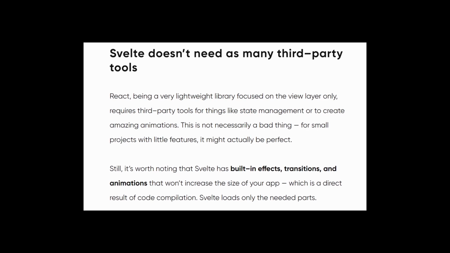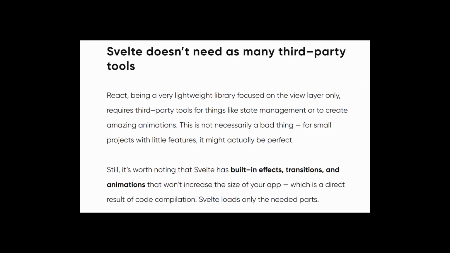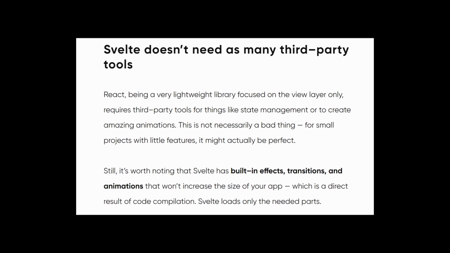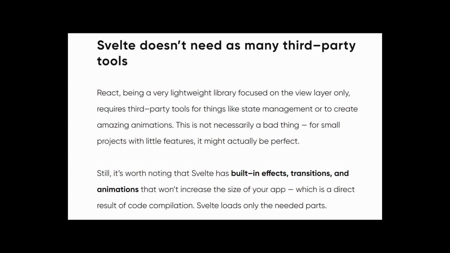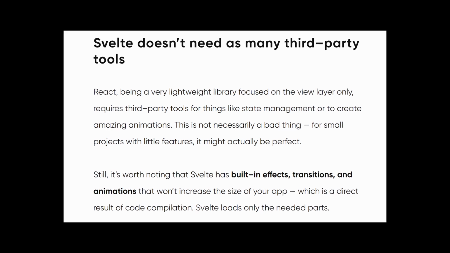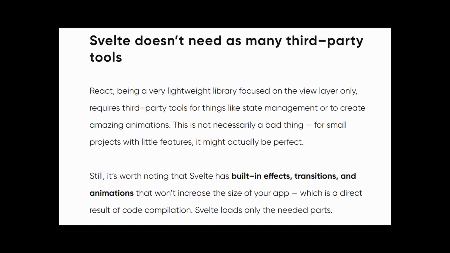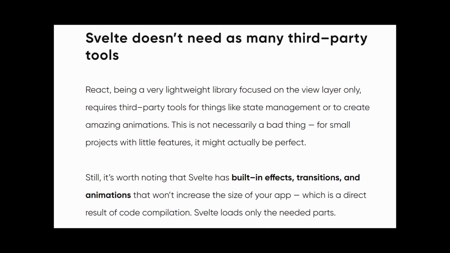Svelte also relies a lot less on third-party tools. React, for example, requires third-party tools for things like state management and to create good animations. But Svelte has its own built-in effects, transitions, and animations, so it does not increase the size of your app.